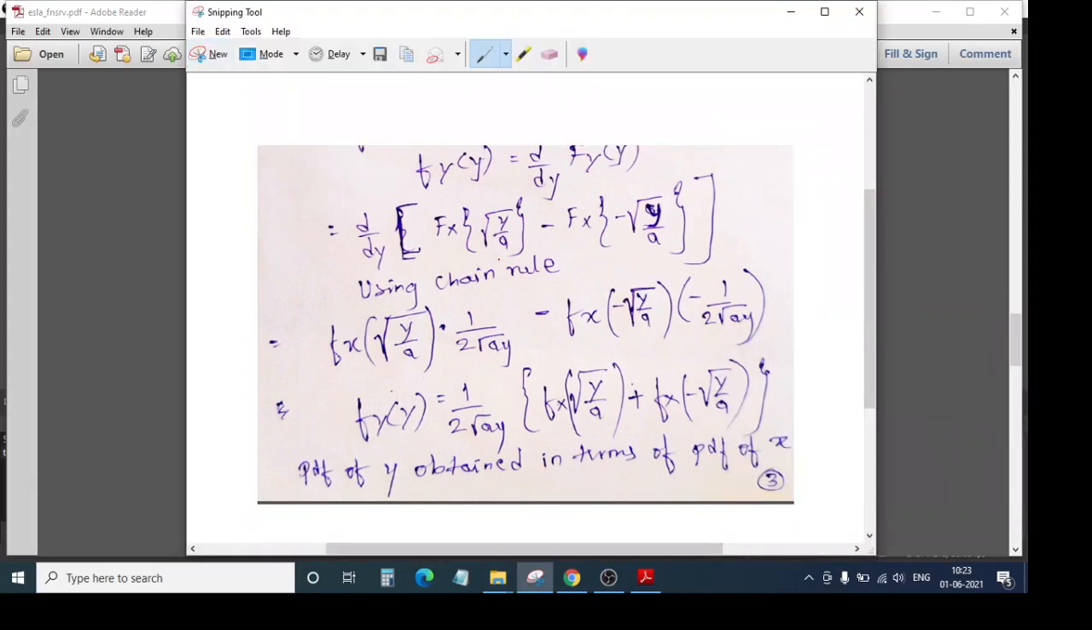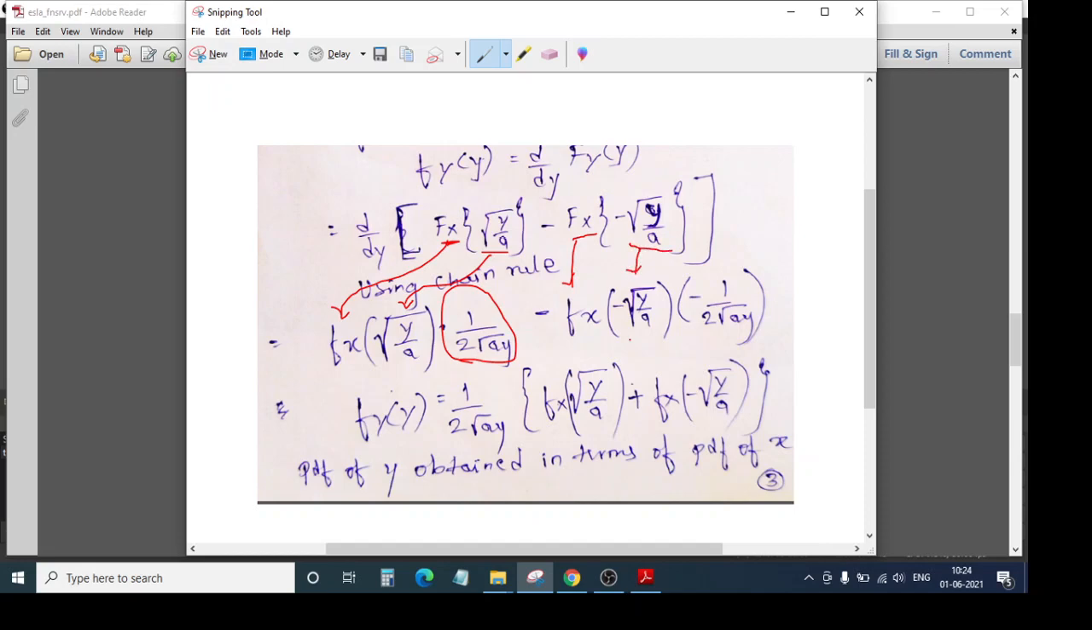If you see the chain rule here, first we'll differentiate the first term. When you differentiate this Fx, it gets converted into small fx, and we keep the second term as it is. Now once you differentiate square root of y by a, you will be getting 1 by 2 square root of ay. Minus the second term: this Fx is differentiated into small fx, with minus square root of y by a kept as it is.